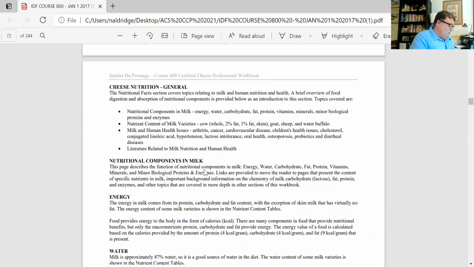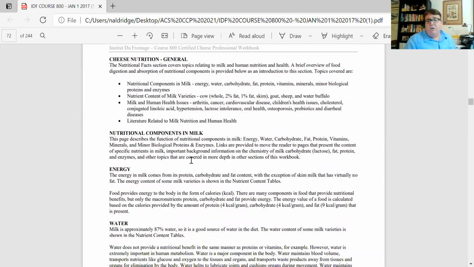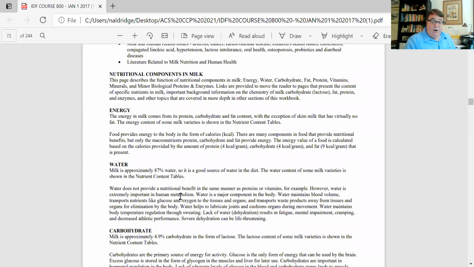Here, now we're getting into the makeup of milk versus the components of cheese. But the components of milk, know that you're going to have water, whey, minerals, protein. Know the components of milk. Here, the big thing is I've got highlighted water, a fat. Milk is approximately 87% water. That's a general thing and a good thing to know.